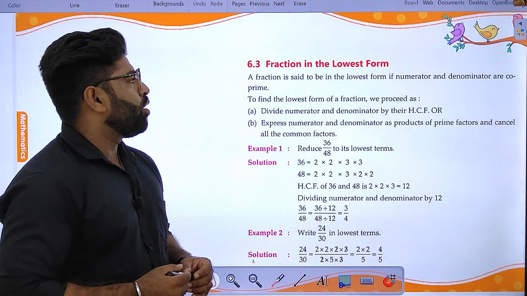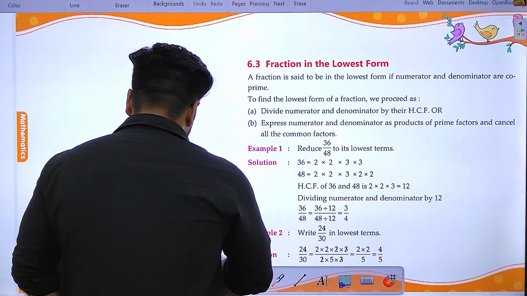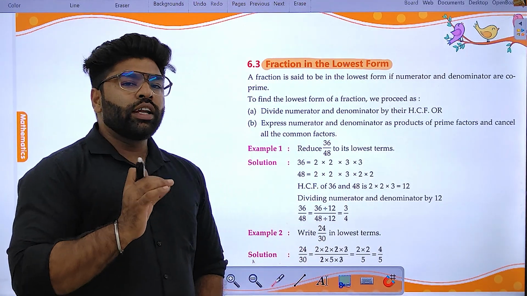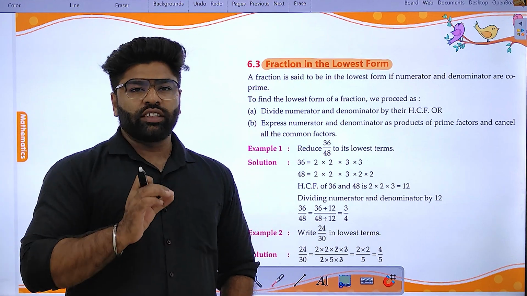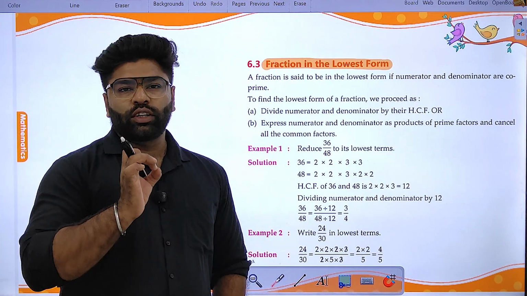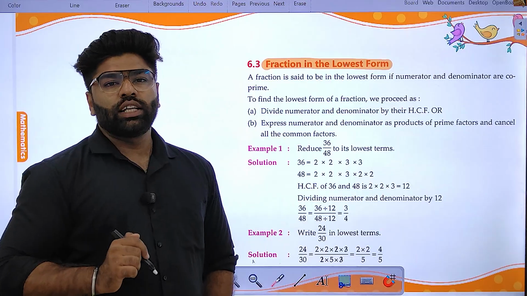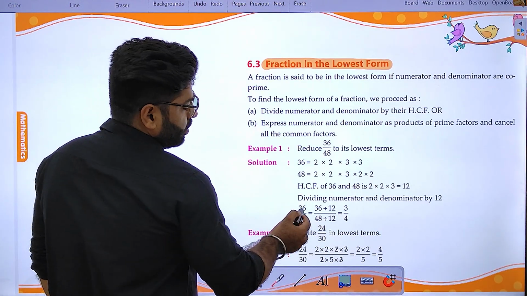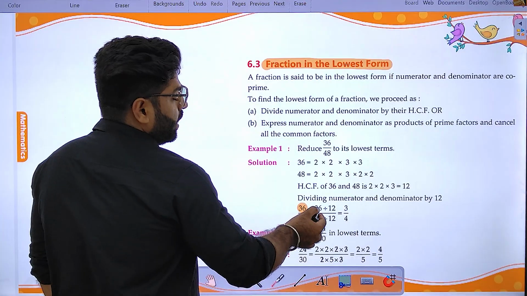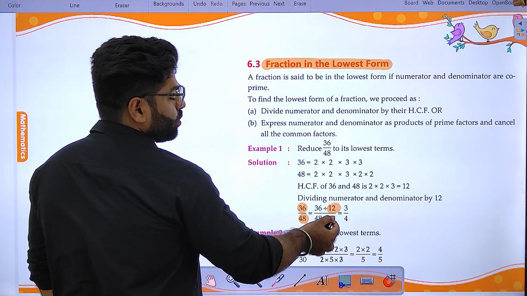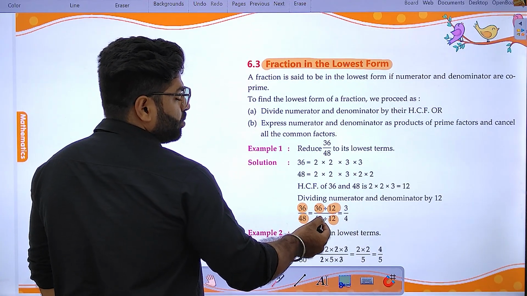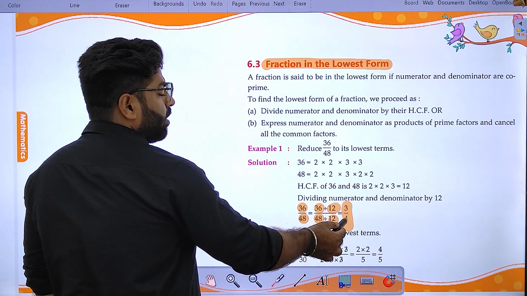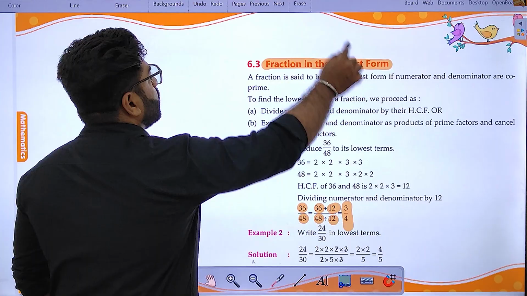So we are having this topic here, that is fraction in the lowest form. If we are having numerator and denominator with any common factor, we have to divide it by that common factor, and then that is our lowest form. So look at this example. This is 36 by 48. We have seen there is a highest common factor, that is 12. So we have to divide numerator and denominator by this highest common factor, and at last we are having its lowest form. Clear? Okay.